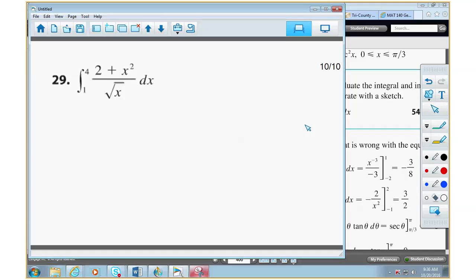What's the first thing you should do? Rewrite it. Why? And then maybe distribute. Because we don't know how to do the chain rule or the product rule yet. We haven't gone over that, so you can't. You're going to have to do something to combine them.